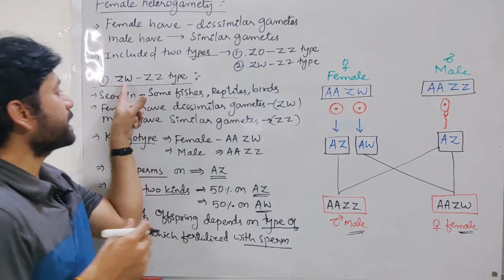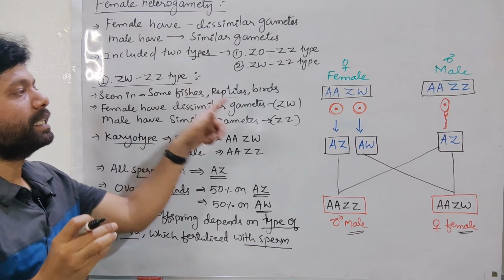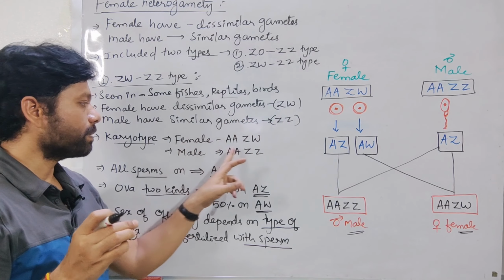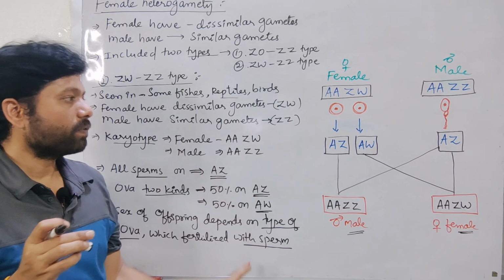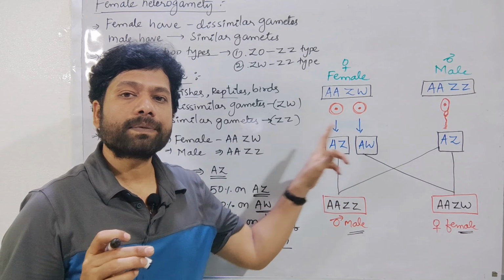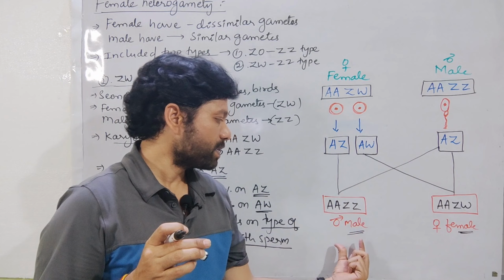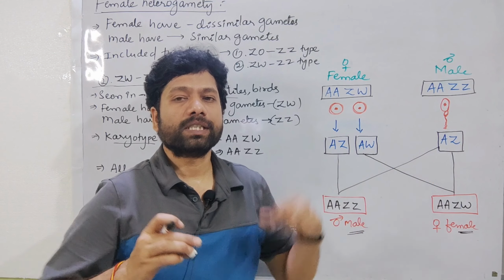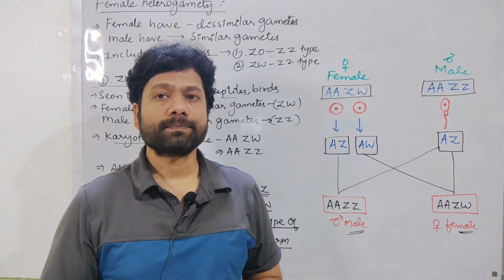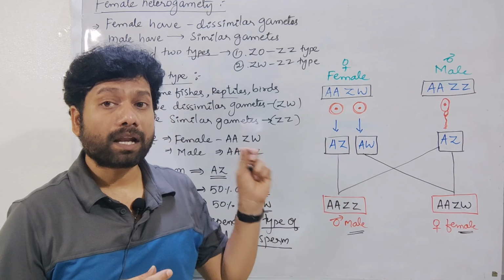Now the second method is the ZW-ZZ type, where the female is AZW and the male is AZZ. So 50% here and 50% here, and the sex of the offspring depends on the ova. This type of ova fertilized with this one can produce male, and the other can produce female. This is sex determination. It is most important for second year zoology, in the genetics lesson, most important for long questions.